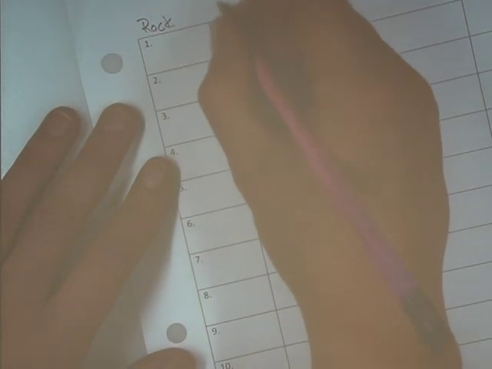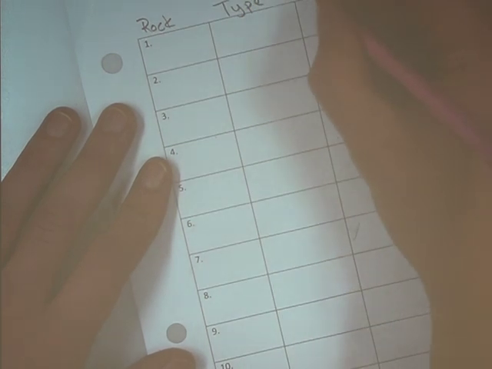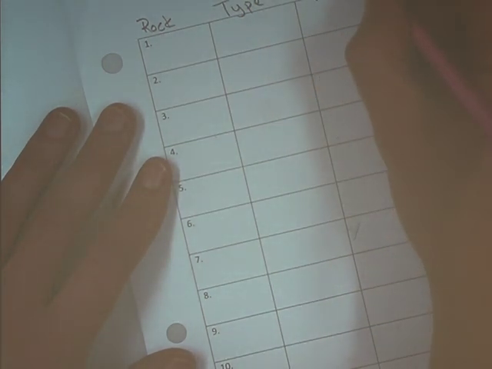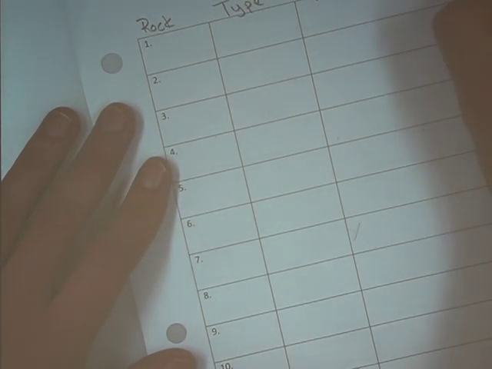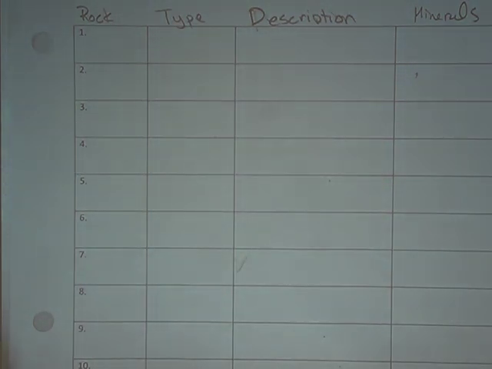Put rock on this column, type, description, and minerals. And we're not going to fill in all 3 of these for every single sample. Only thing we're going to fill up for all of them is rock and type. If it's on this chart, you need it for the test. If it's not on this chart, you can relax a little bit, okay?